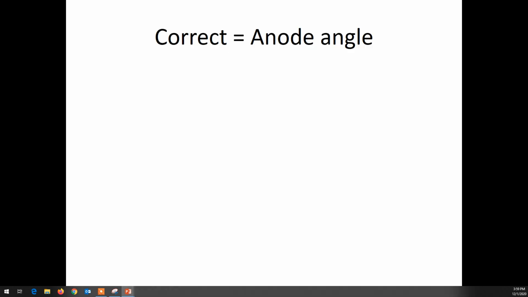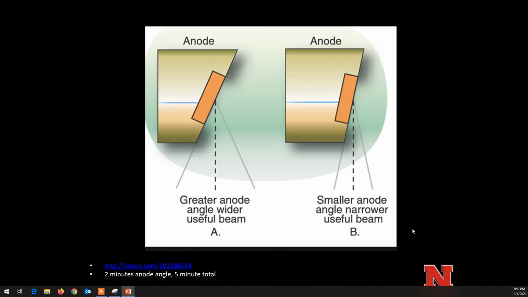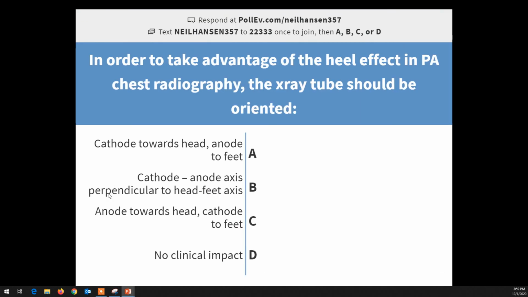So if you look at the anode, and if you have a smaller anode angle, you'll have a narrower useful beam versus a larger anode angle, you'll have a wider, more useful beam. However, the heel effect will be altered, right? Because functionally you have more distribution of less intense to more intense beam.